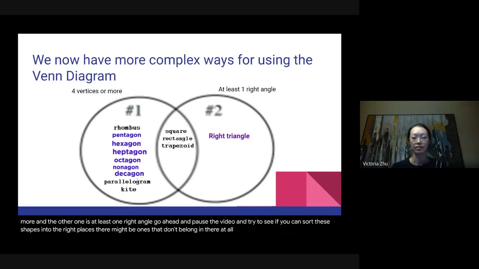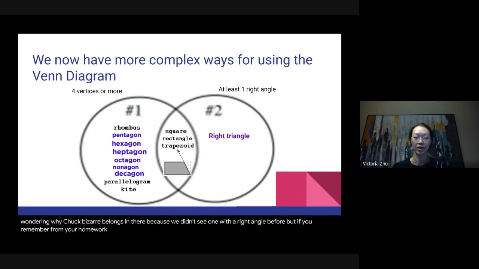So here we have it. If you need to correct yours, you can go ahead and correct yours. If there are questions, please write your questions down. You're probably wondering why trapezoid belongs in there, because we didn't see one with a right angle before. But if you remember from your homework, we actually have seen something like that.